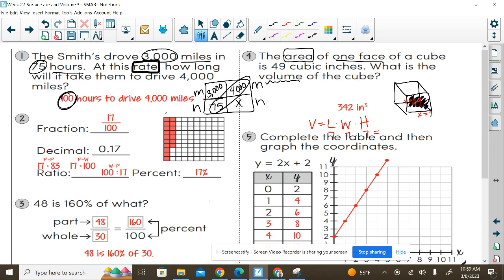So when I do 7 times 7 times 7, I get 343 inches cubed. For whatever reason, that is not right. This is the correct answer. So you almost have to work backwards there.